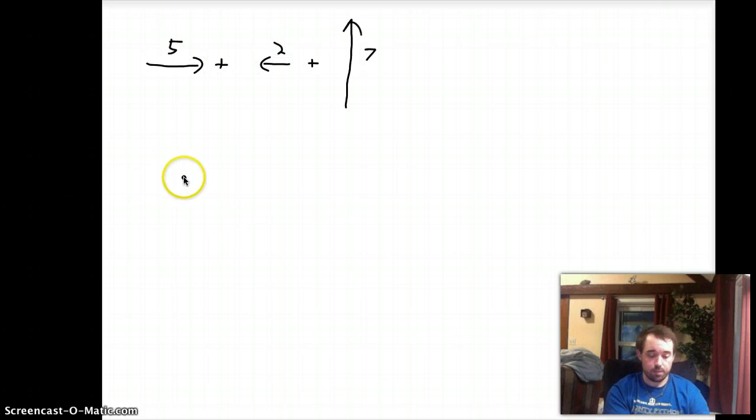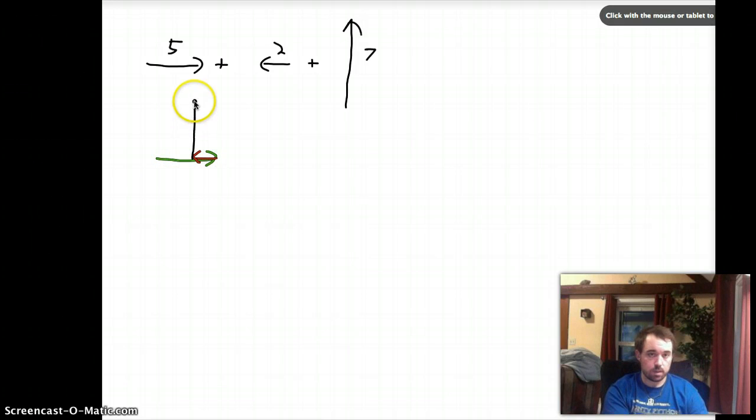Well, start with our 5, plus 2, so I can go back on that. So really that's just a 3, plus 7. So it's all tip to tail. I went out, started with my 2, which was the red, came back.